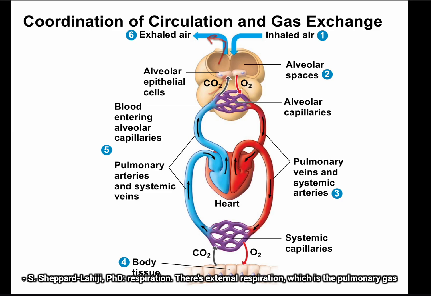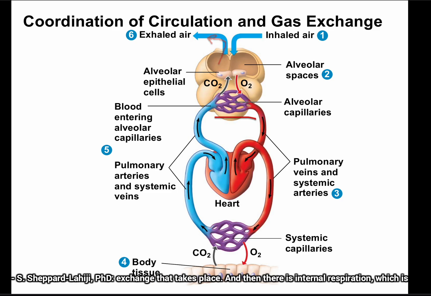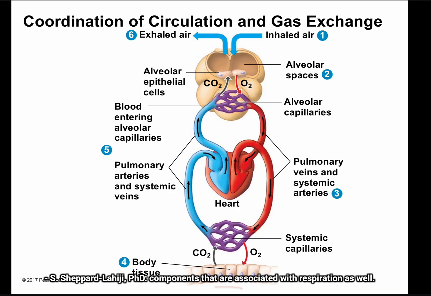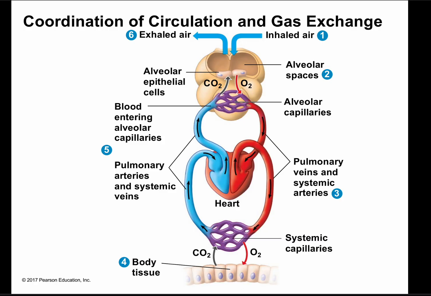Now, within this process, there are technically two sites of respiration. There's external respiration, which is the pulmonary gas exchange that takes place. And then there is internal respiration, which is the gas exchange that's occurring here at these body tissues. So this is just connecting the earlier content of blood flow without as much detail as what was discussed at that point, but then connecting it with the components that are associated with respiration as well.